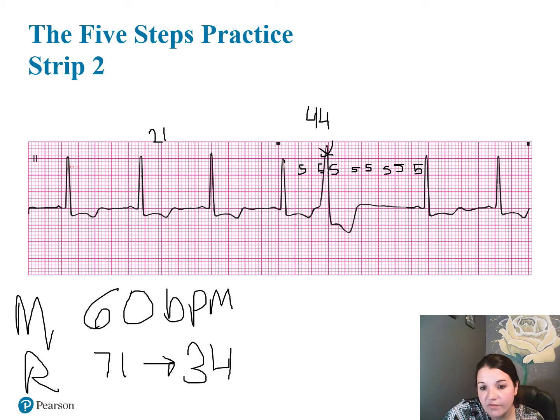So remember, the further apart the little boxes or the consecutive QRSs, the slower that beat was, and the closer, the faster that beat is. And we want the range to be from the slowest to the fastest. So that answers my third question. My mean rate, 60 beats per minute, and my range is going from 34 beats per minute to 71.